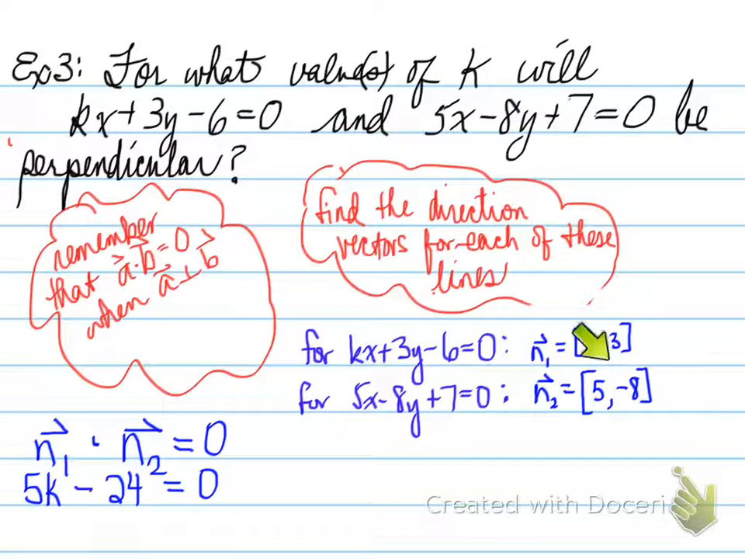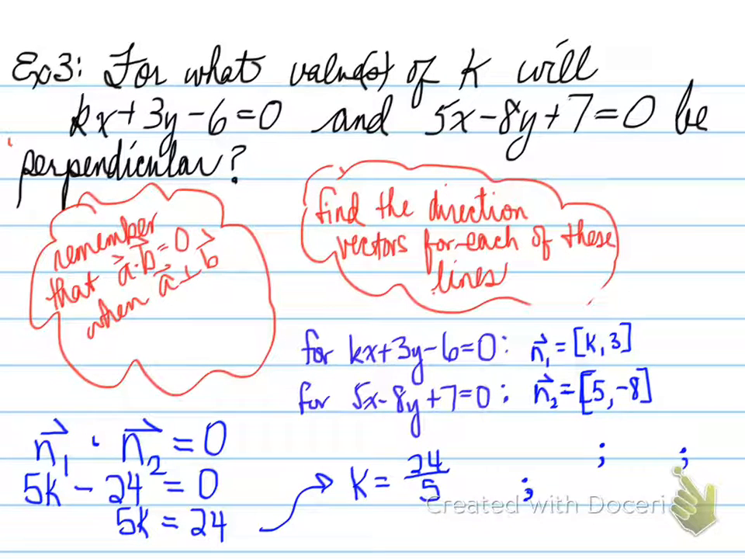We calculate the dot product. Remember that the dot product is k times 5 plus 3 times -8. And that's how we got 5k minus 24 equals 0. That's how we got there. So that means 5k is equal to 24. That means that k is equal to 24 over 5. And guess what, folks? We got the same k value. And it's interesting how we got the same k value for what we were looking for earlier.